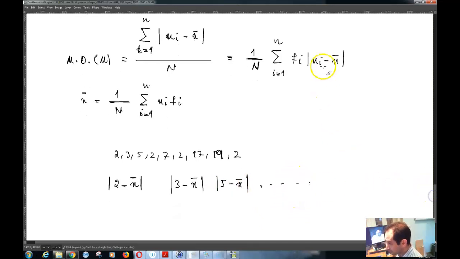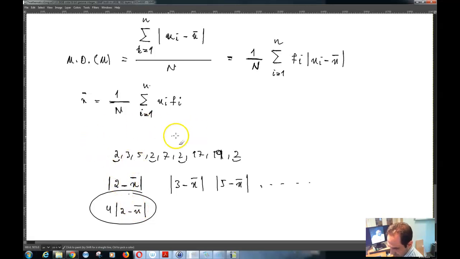So of course it makes sense that, for example, if you have 2 repeating, for example, 4 times, instead of doing this 4 times, I can write 4 times, for example, 2 minus x bar, and that takes care of me doing this 4 times. I can write this 1 time, and then the whole thing will be taken care of.